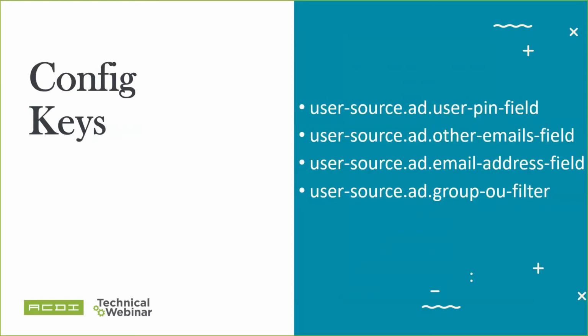Then we have user-source.ad.email-address-field, and that'll use a custom attribute for the primary email address instead of the mail attribute. And finally, user-source.ad.group-ou-filter. If you have a long list of groups, use this config key to display groups only under a certain organizational unit. So, for example, if you've got it set to myorganization.local/import-ou/subimport-ou, then it displays only the groups under subimport-ou.